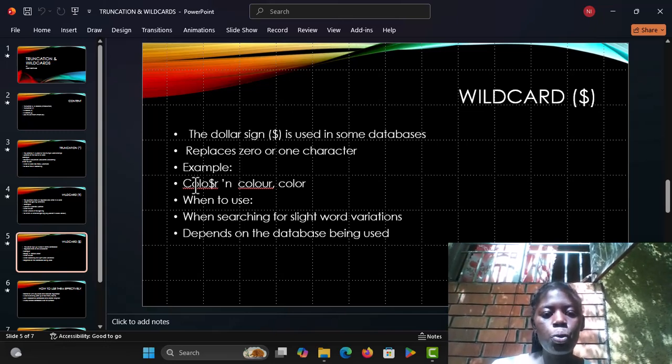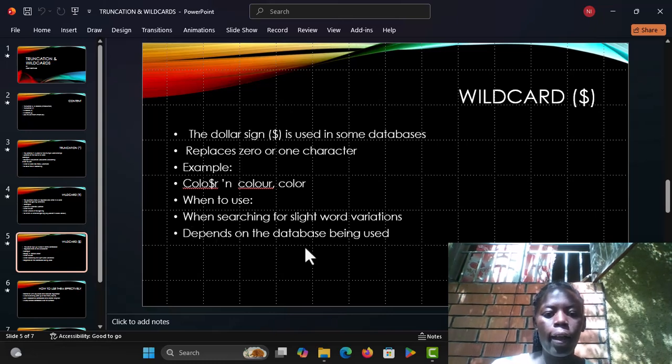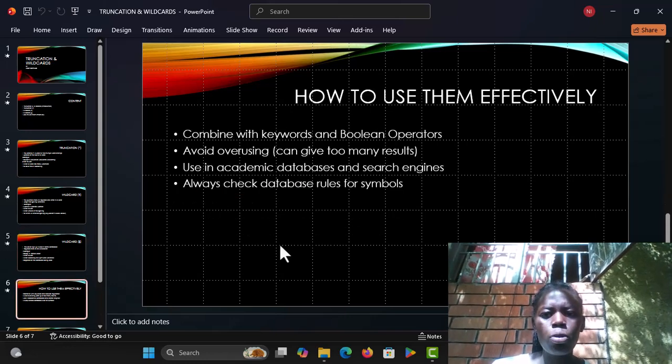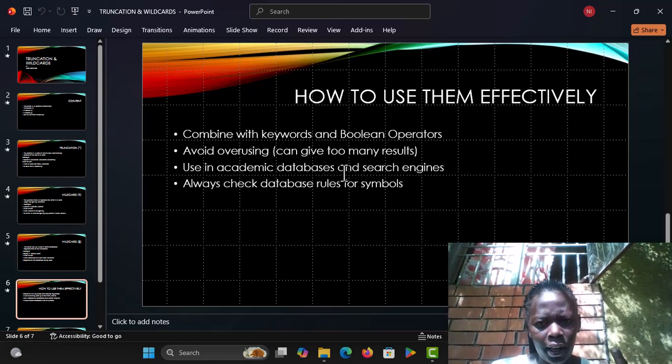When to use: when searching for very slight word variations, we can use the dollar sign. So it depends on the database being used. So we have how to use them effectively. This shows us how we can use them effectively or how we can work best.